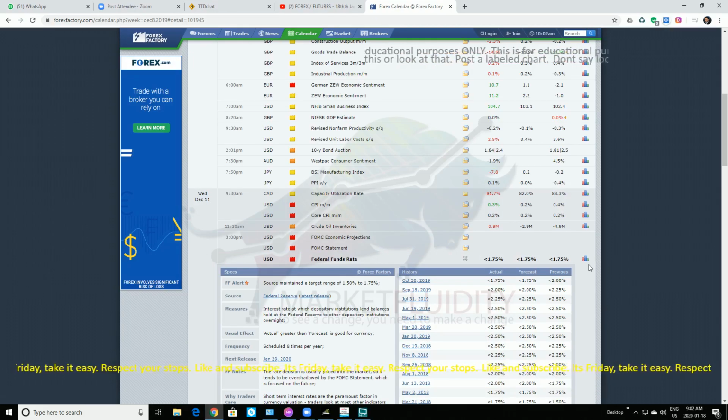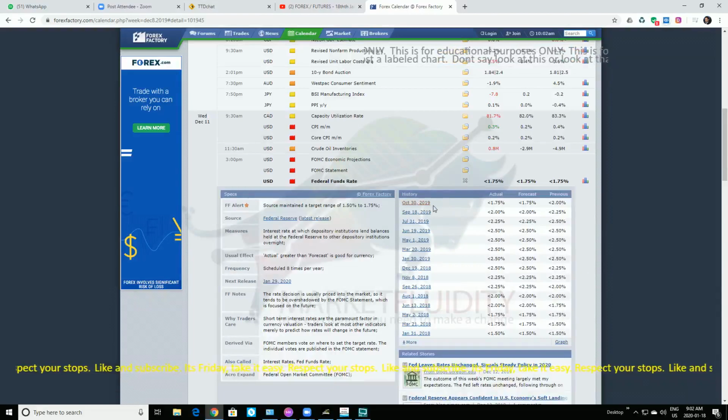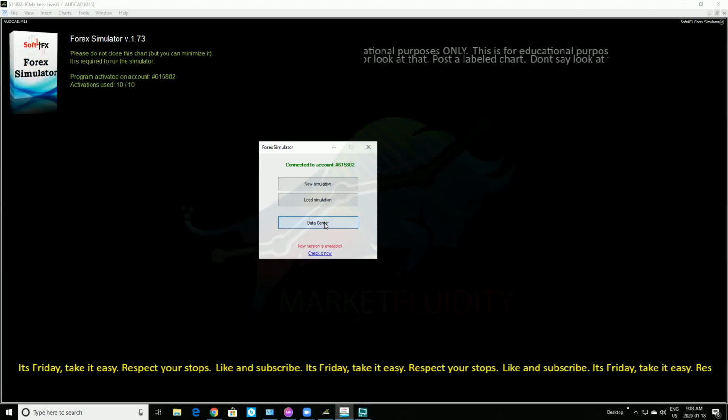So we're going to try to simulate the last 10: 1, 2, 3, 4, 5, 6, 7, 8, 9, 10. So we're going to start with September 26th and go onwards from there. In September, they kept the rates the same. So we're going to go to the data center.